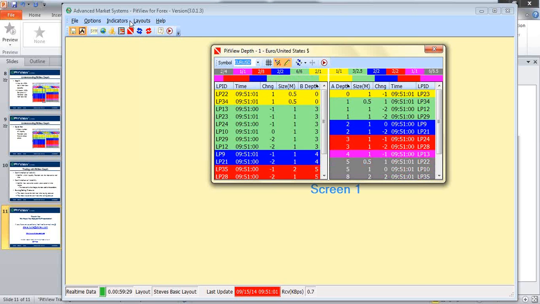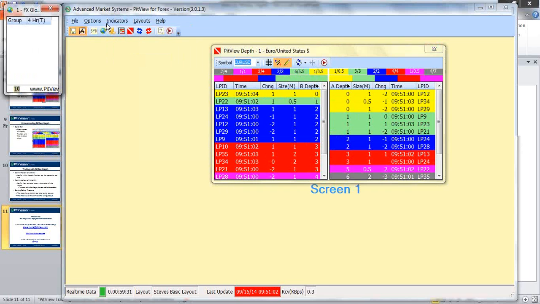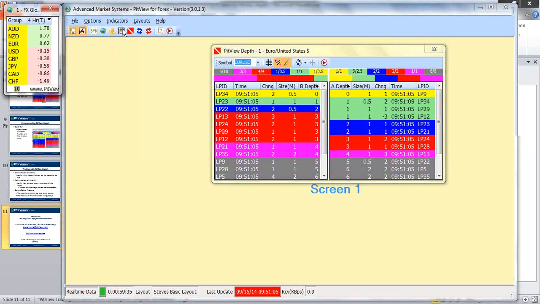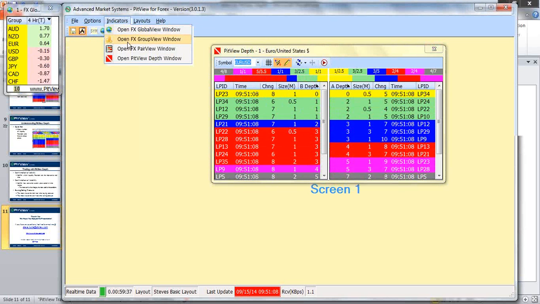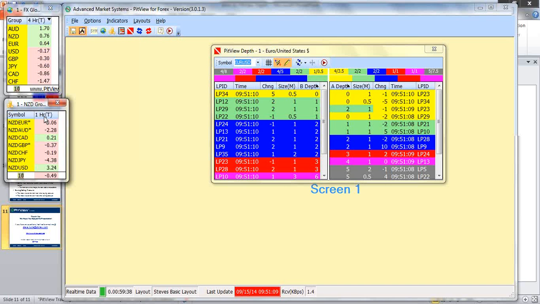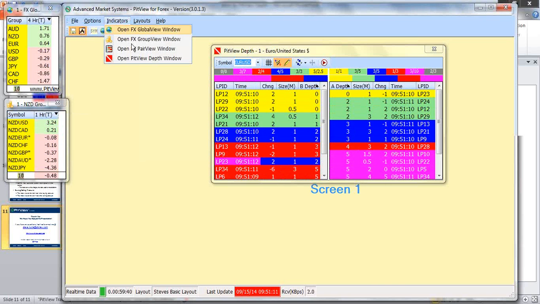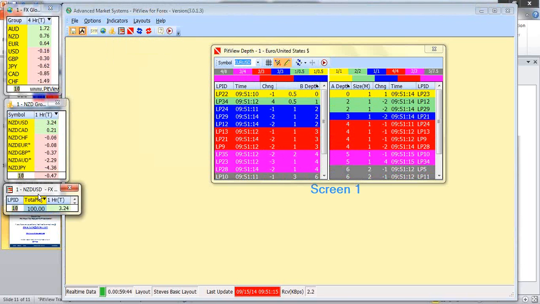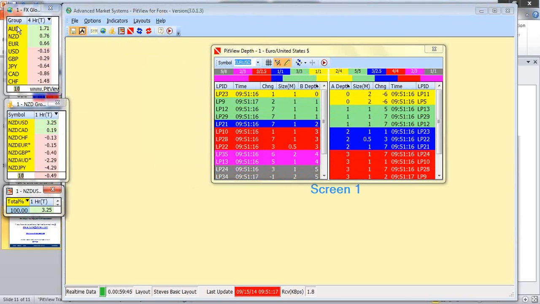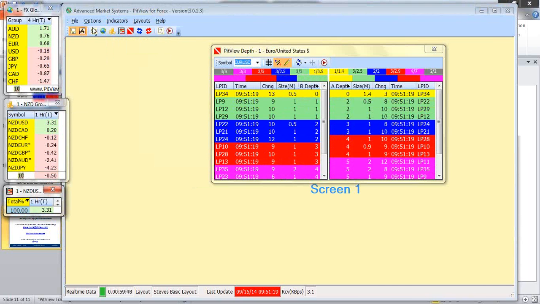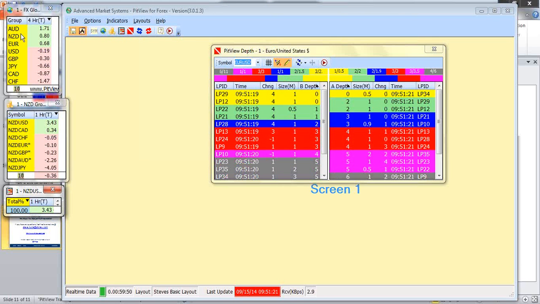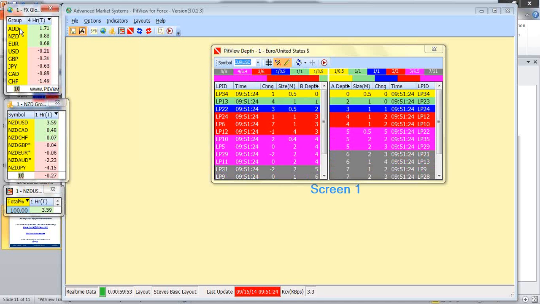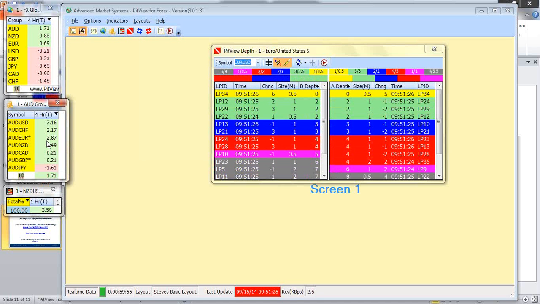Now, let's actually also pull up a global view. Let me pull up a group view window and a pair view window also, just so we can take a look at these things. We didn't get a chance to look at it, so let's go ahead and take a look at the Aussie dollar here.